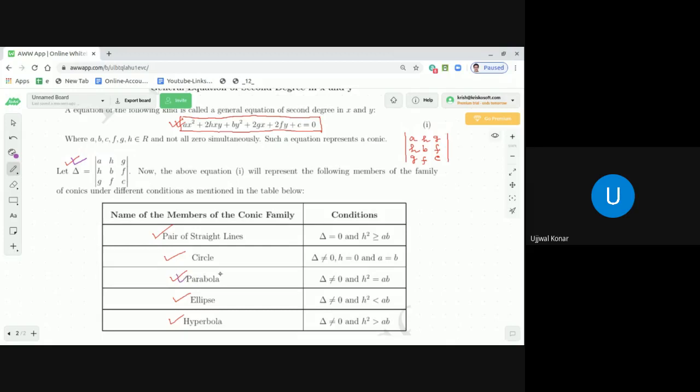If delta is not equal to 0 and h square is less than ab, then we call it an ellipse. If delta is not equal to 0 and h square is greater than ab, then we call it a hyperbola. If you see, dear students, in the case of parabola, ellipse or hyperbola, in all these cases, delta is actually not equal to 0. That is for sure, that the delta should not be equal to 0.